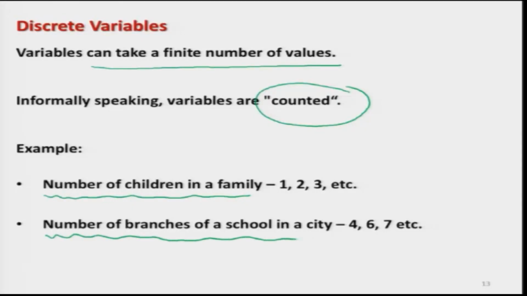Similarly, if I try to find out the number of branches of a school in a city, this number can be 1, 2, 3, 4, 5, 6, 7, but this number cannot be 2.5 or 5.5 or 6.7. So, in this case these values are being counted. So, all those variables where we are going to record the data on the basis of only counting, they can be categorized as discrete variables for all practical purposes.